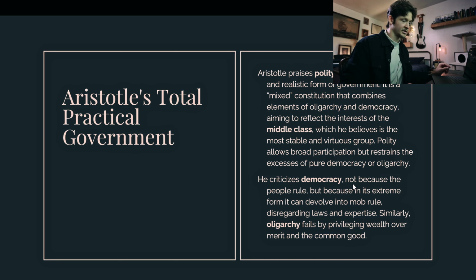He criticizes democracy, not because the people rule, but because in its extreme form it can devolve into mob rule or majority rule, disregarding laws and expertise. Similarly, oligarchy fails by privileging wealth over merit and the common good. This might look familiar to you because I think that America has perverted itself into what I would call an oligarchy.